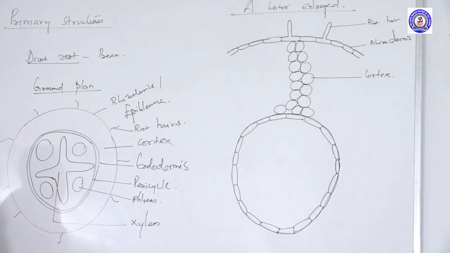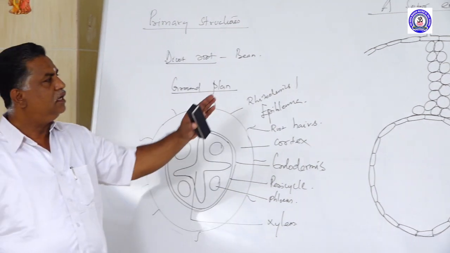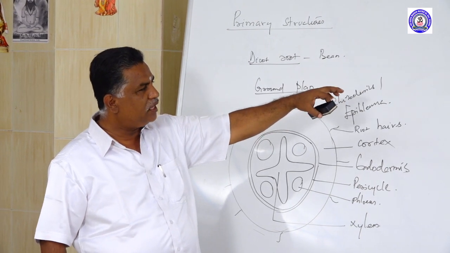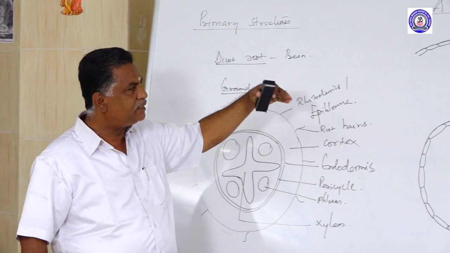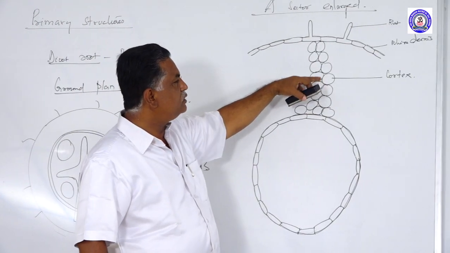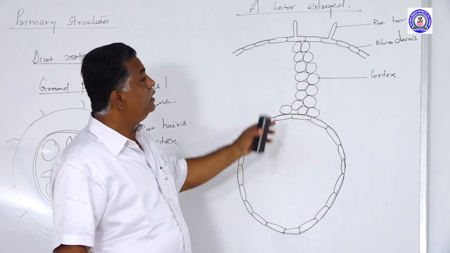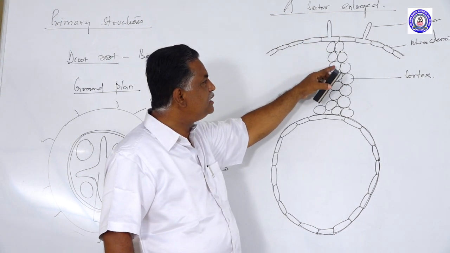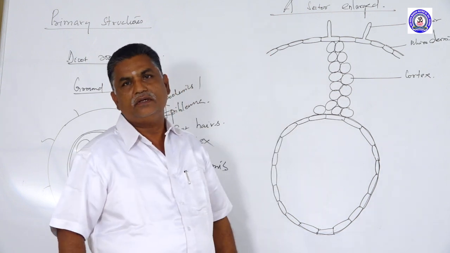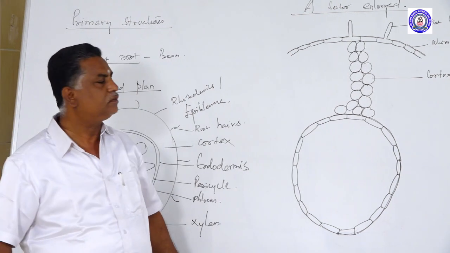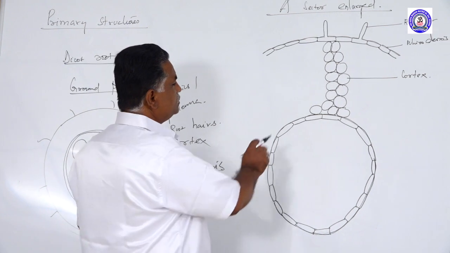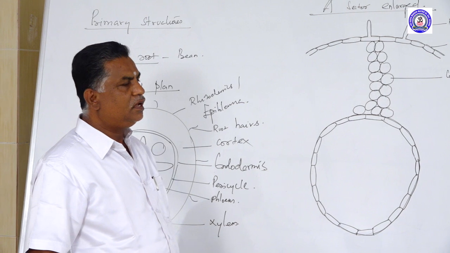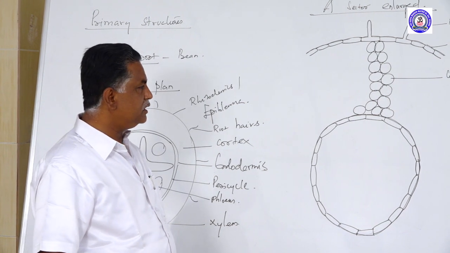And what is the function of cortex? 2 functions. One is storage, another one is gases exchange, and there are intercellular spaces. So gas can be transported from one place to another. And another thing, when water is absorbed by the root hair, it becomes a place for conduction of water and mineral. So conduction and also storage. And endodermis, as I said, is a single layer of parenchymatous cells compactly arranged without intercellular spaces.